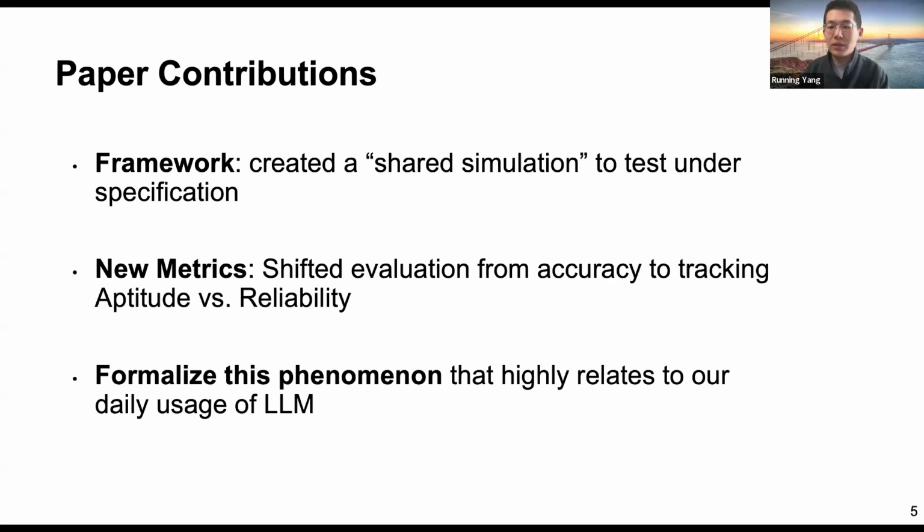And second, it proposed a shift in evaluation metrics. Previously, most settings focused on accuracy on benchmarks, but this paper is mostly focused on aptitude, which is the top task-solving ability, and reliability, which is the consistency across turns, which allows us to better understand how the language model works. And third, it formalizes this pretty weird phenomenon. If you use ChatGPT a lot, you may find that the more you talk with it, the instruction following ability is not as good as at the start.